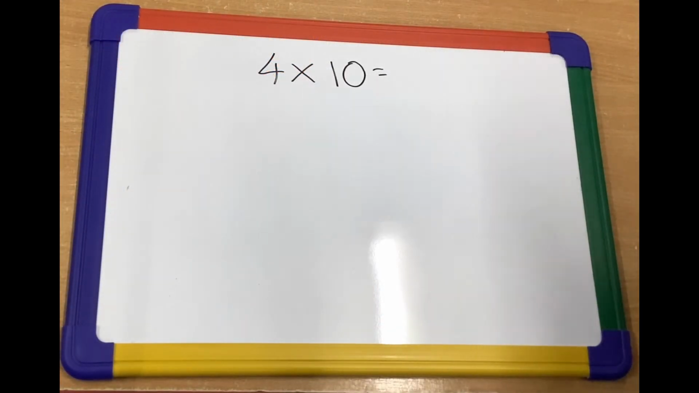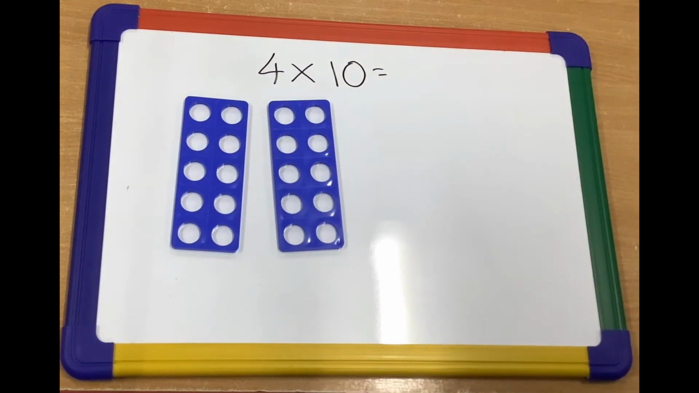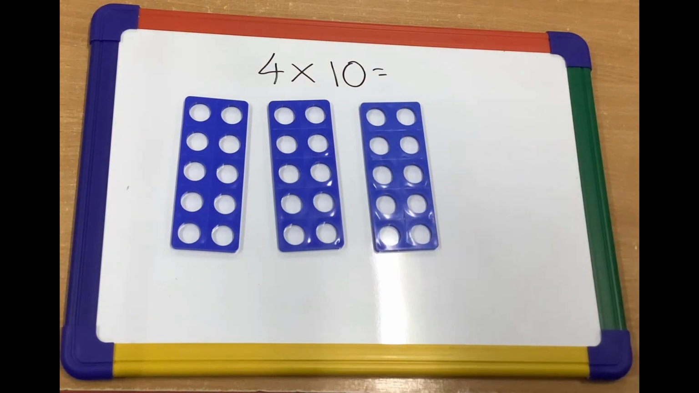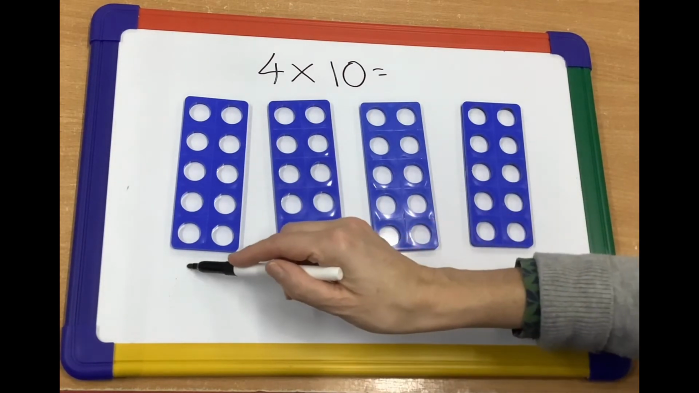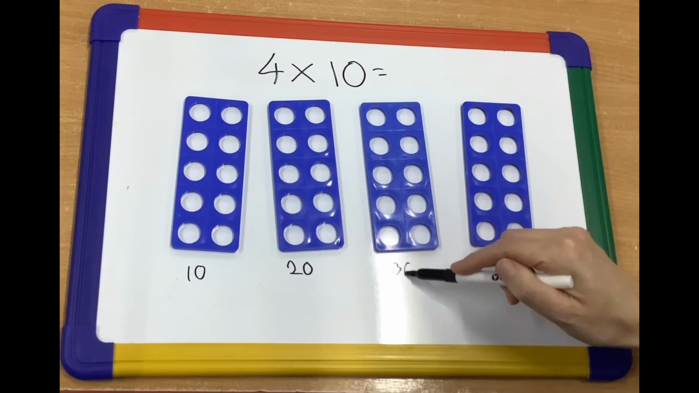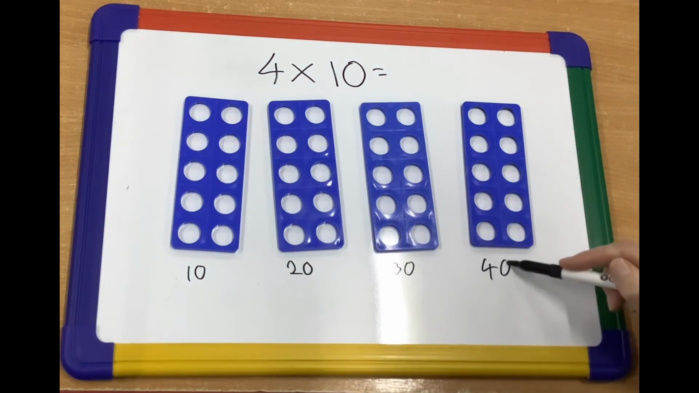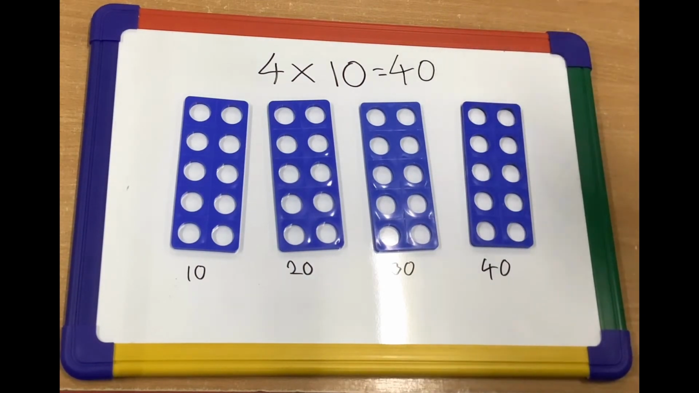Right, we're going to start with the problem again. We're going to start with 4 times 10. So that means we need to get 4 tens to work out the answer. There's 1 ten, 2 tens, 3 tens, 4 tens. And because it's very easy counting in tens, some of you might have already got the answer when you saw the problem. 10, 20, 30, 40. So 4 times 10 equals 40.